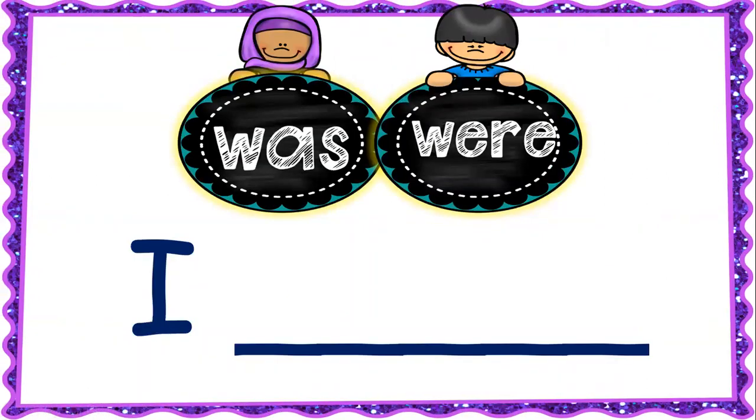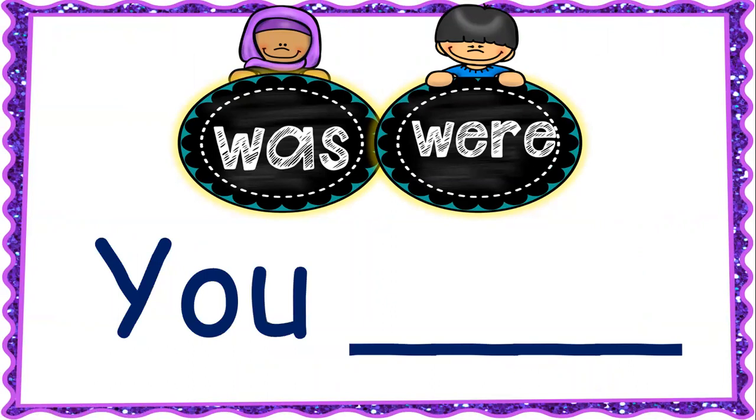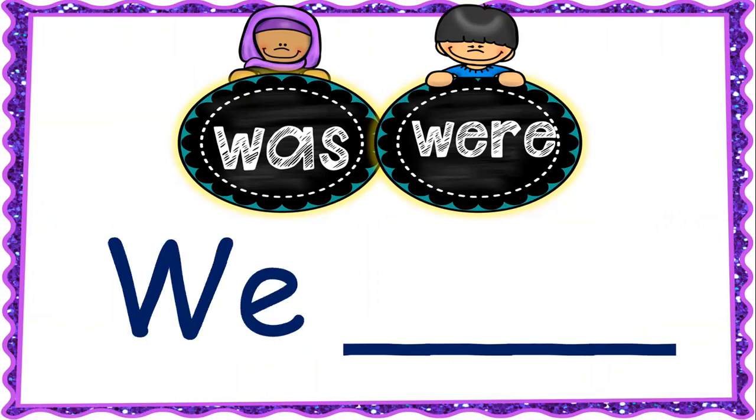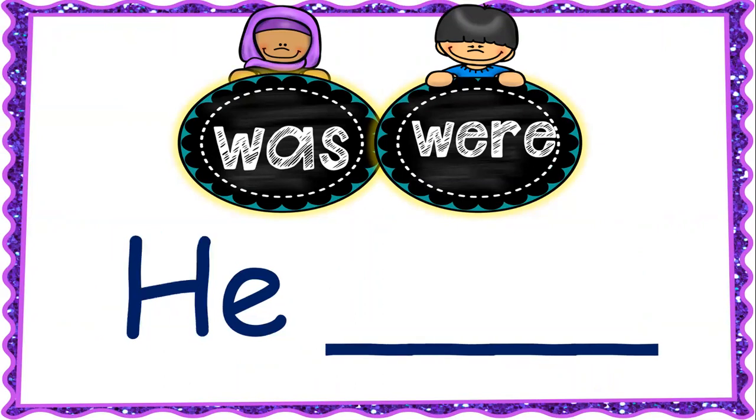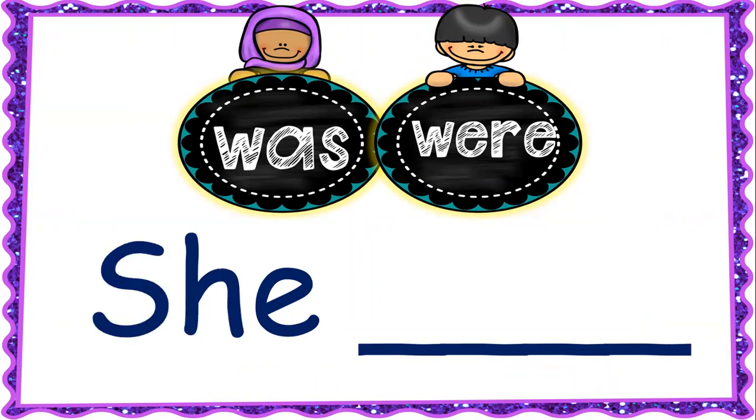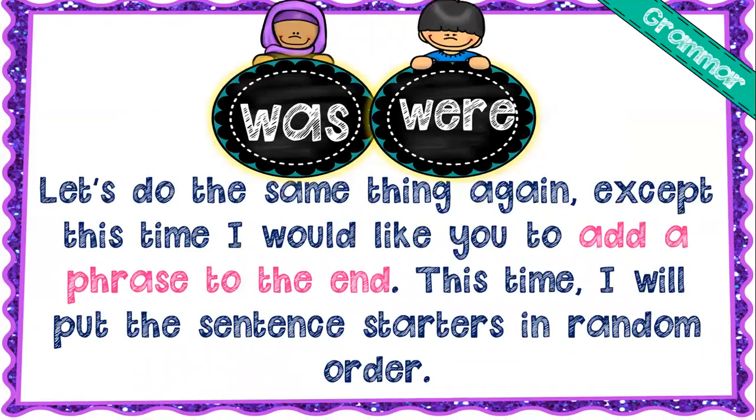I was. You were. We. Would you use we was or we were? We were. They were. He was. She was.